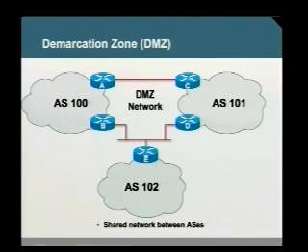Now, another concept, demarcation zone. The demarcation zone is really the bit of network that sits between these two autonomous systems. Different people have got different names for it, but it's generally the shared network there we call the demarcation zone. So you see that term used quite a bit.